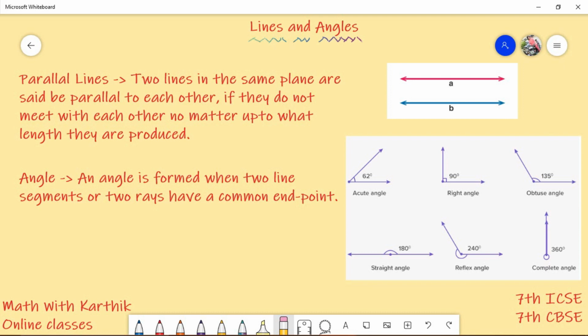There are 6 types of angles: acute angle, right angle, obtuse angle, straight angle, reflex angle and complete angle. So first, acute angle. The angle which measures less than 90 degrees is called an acute angle. The angle which measures 90 degrees is called a right angle. The angle which measures between 90 and 180 is called an obtuse angle. The angle which measures 180 degrees is called a straight angle. The angle which measures between 180 and 360 is called a reflex angle. The angle which measures 360 degrees is called a complete angle.